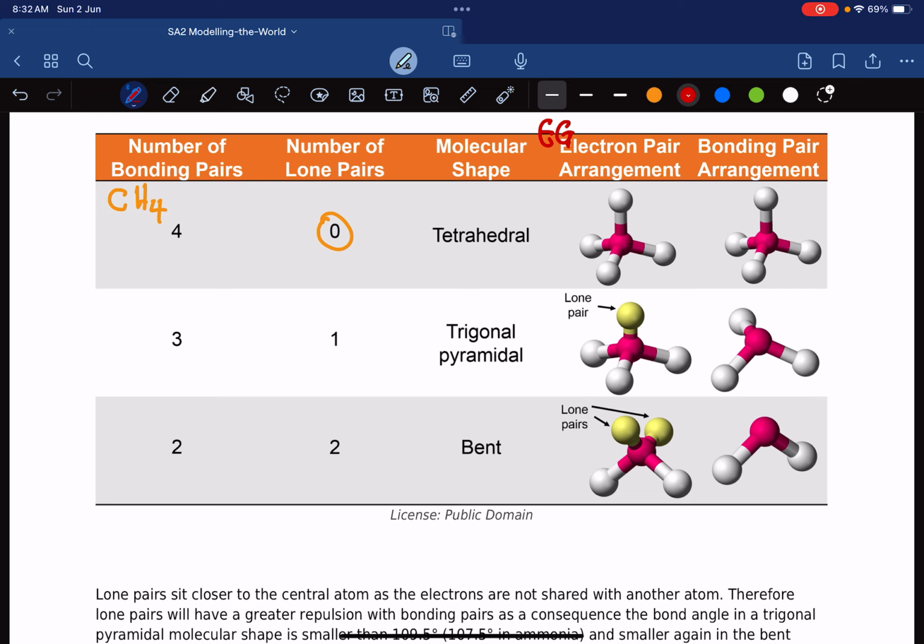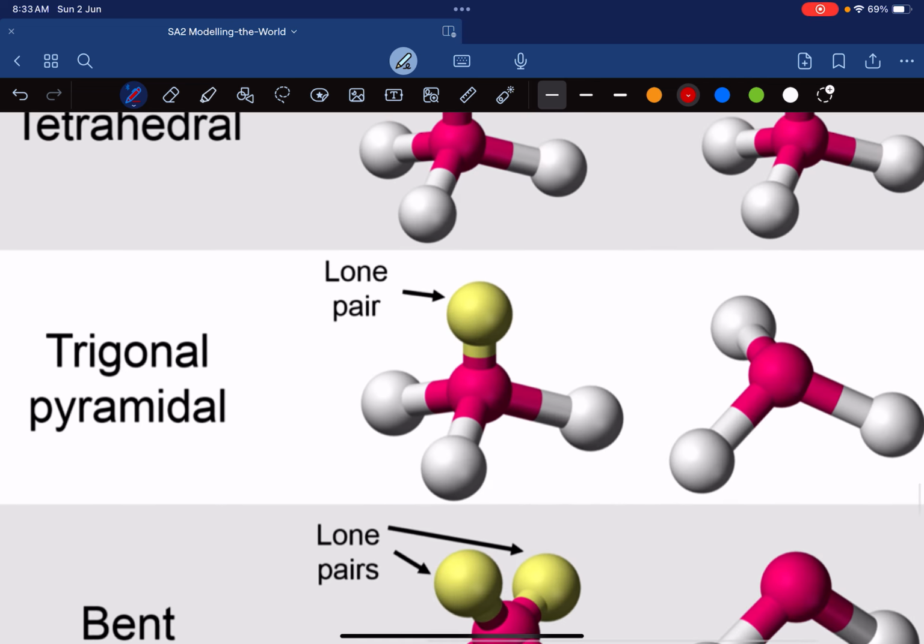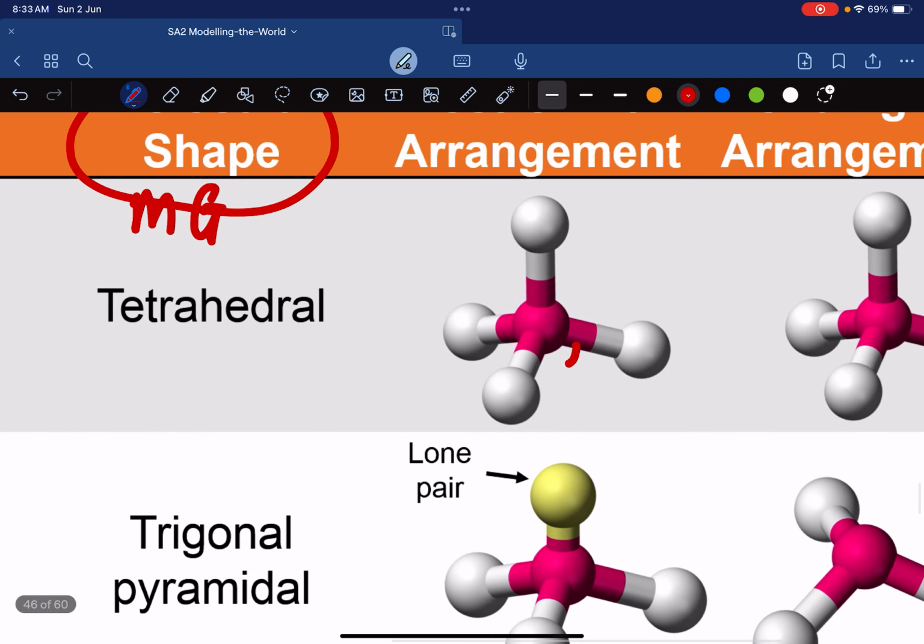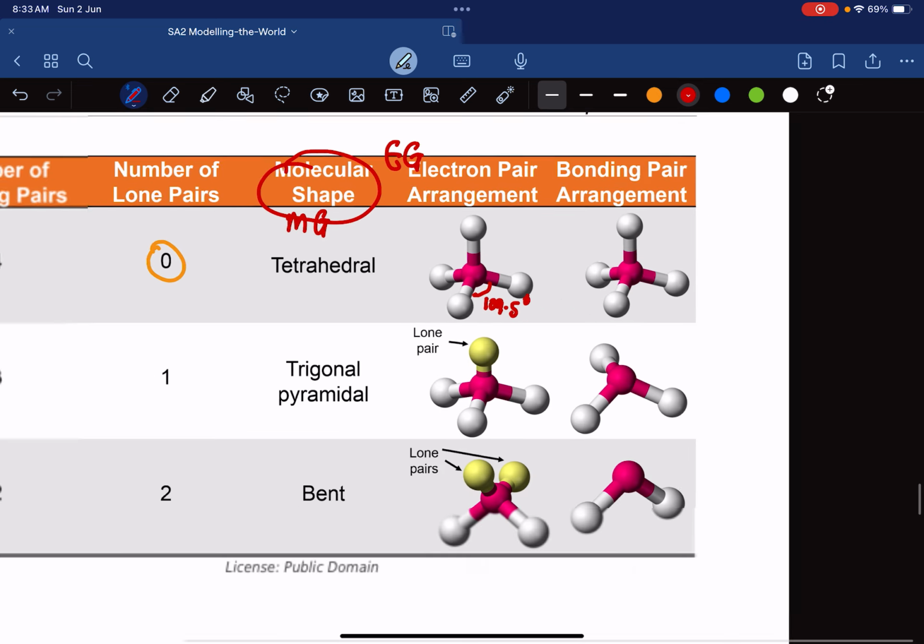Then the shape of the molecule remains as molecular shape. So this is molecular geometry. Molecular geometry remains as tetrahedral because it had no lone pairs. Now it has 4 bonding pairs. It's exactly the same, so the angles in methane, all of these angles, remain the same at 109.5 because they are the same.